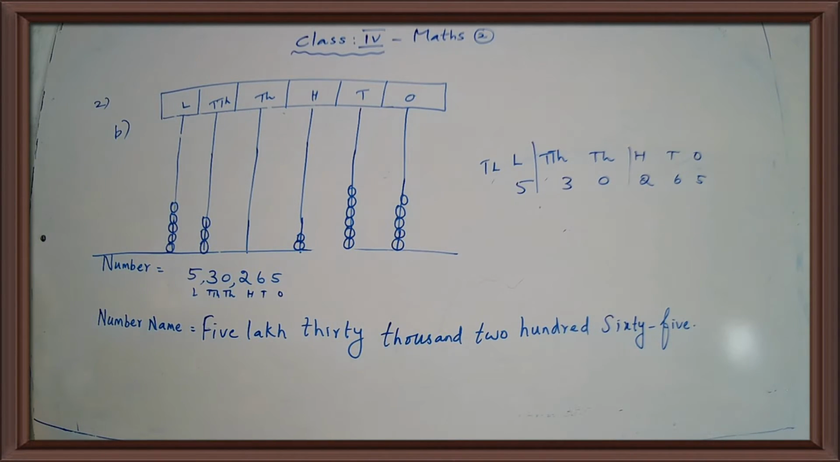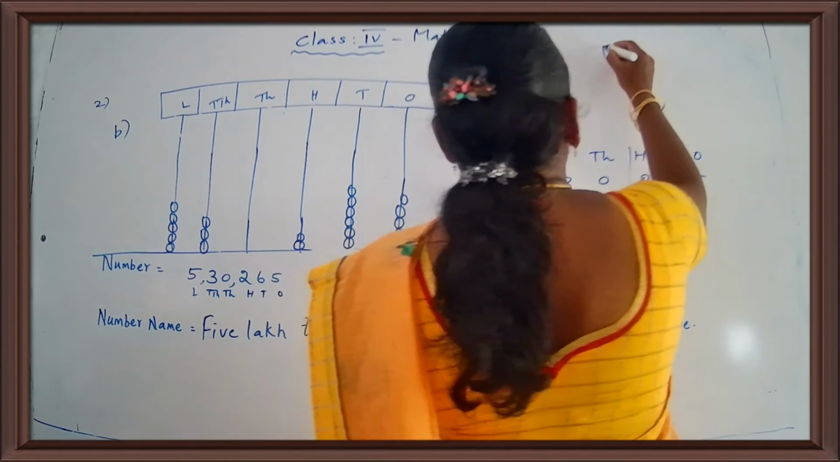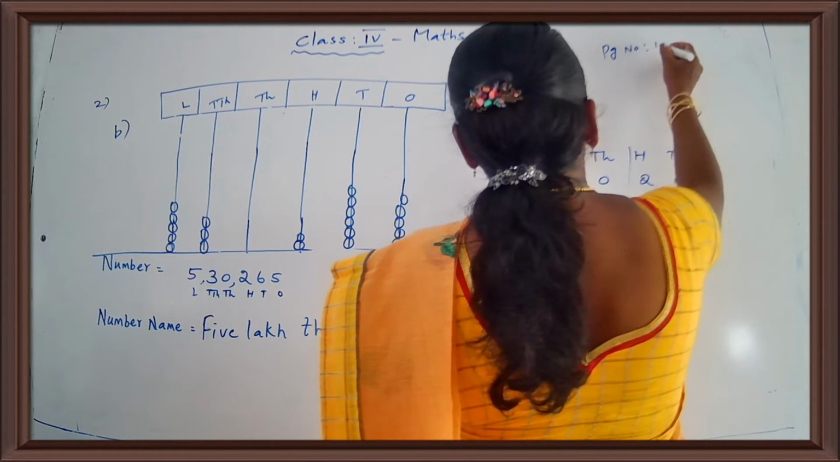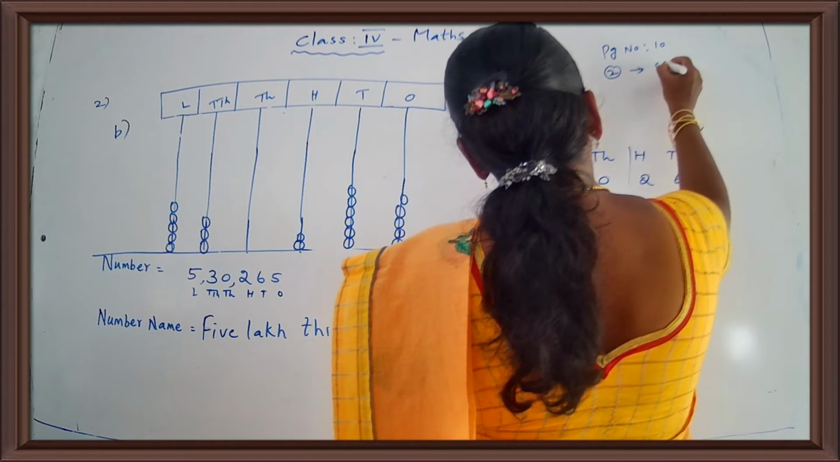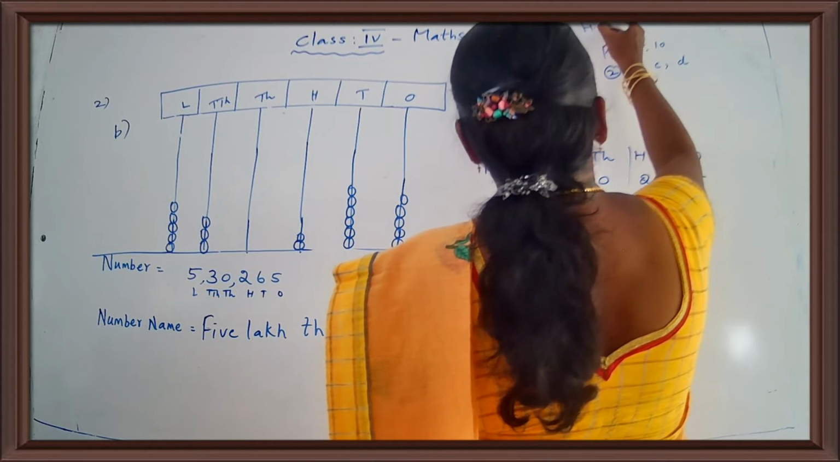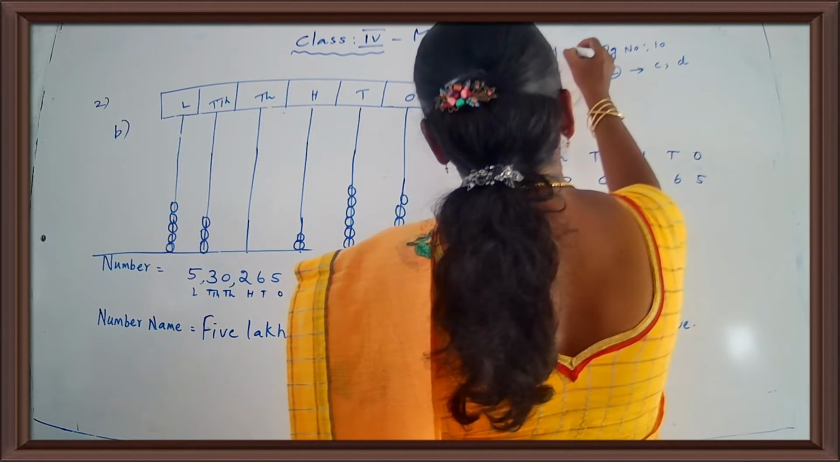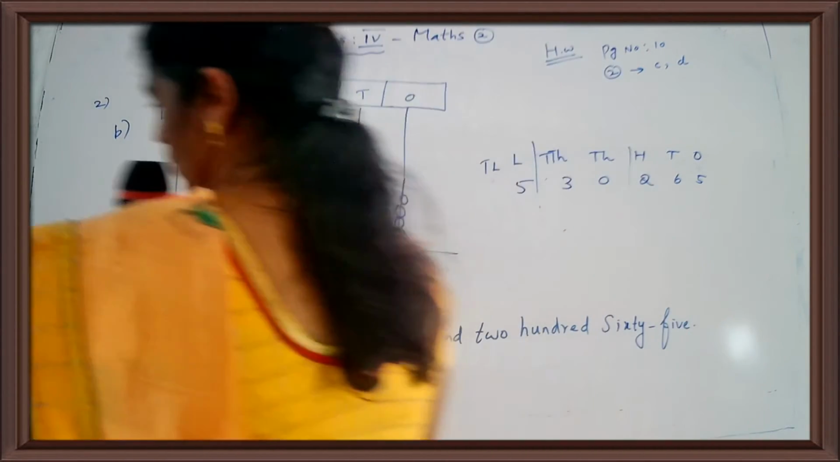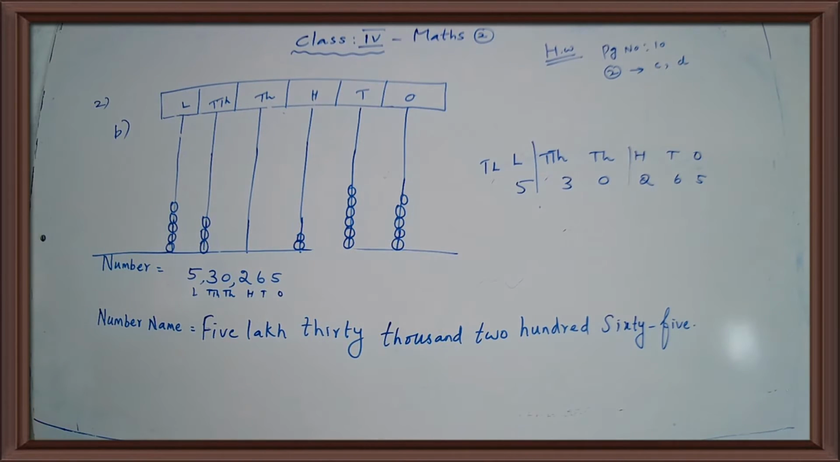Okay, you mark it near the question as homework. In the second question, C and D, page number 10. So second question, C and D, homework. In the second question, C and D, there are two sums. So these sums are homework. Do it in the book only. Okay, children? Do it in the book only.